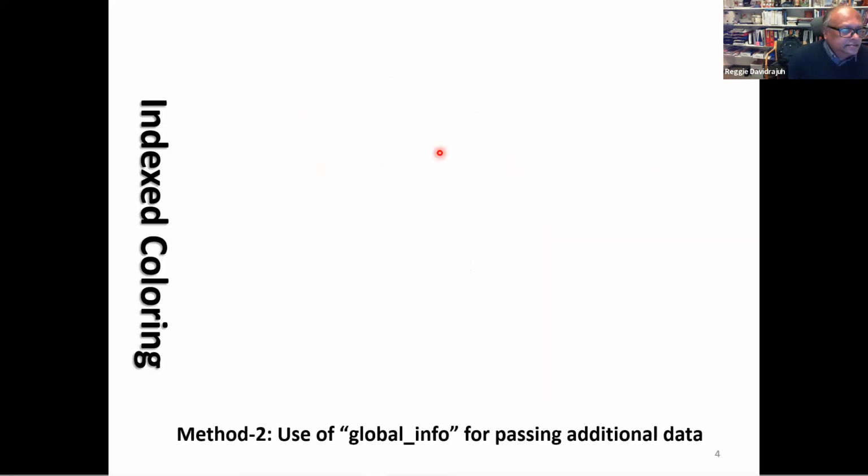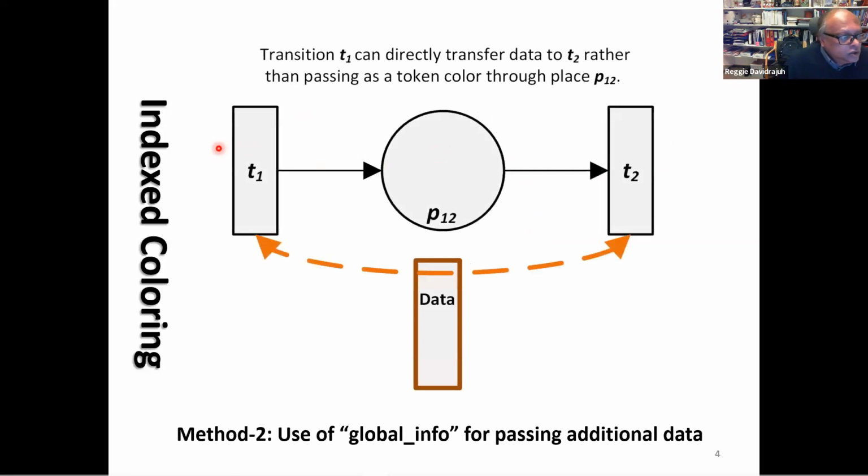The second one is when two actors, two events, want to exchange data. For example, T1 has to send some data to T2. T1 doesn't need to put the data as a token color. It can directly talk to T2 with the help of a mechanism called global data in GPenSim.